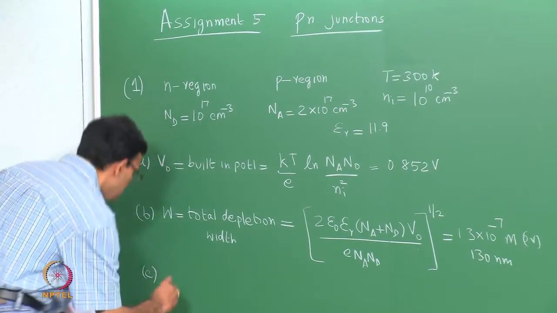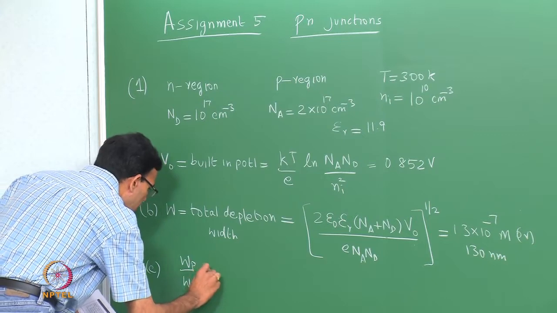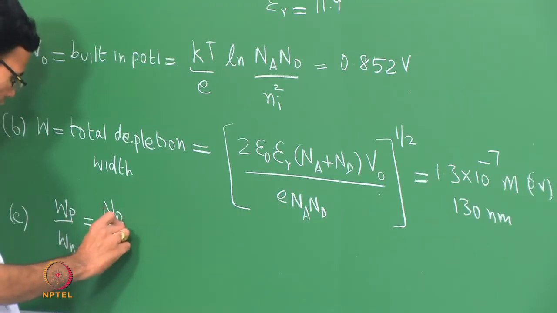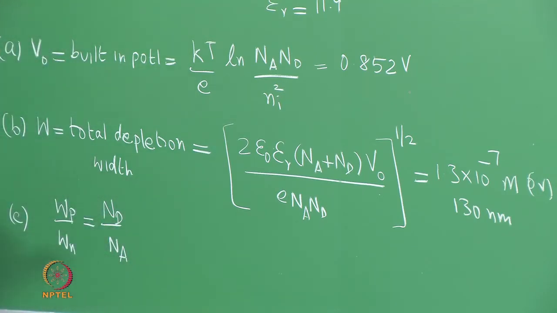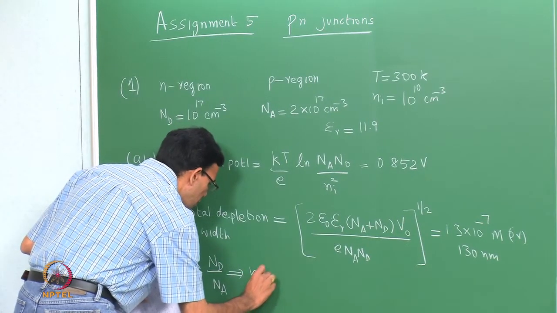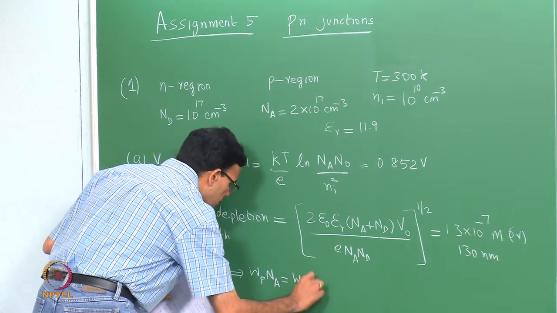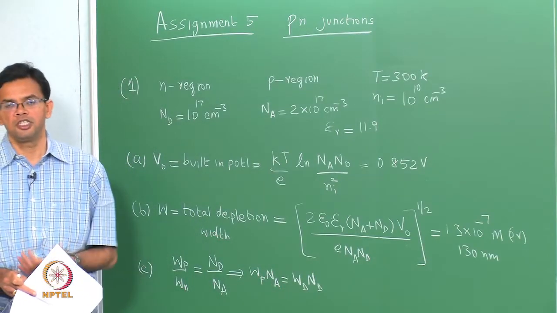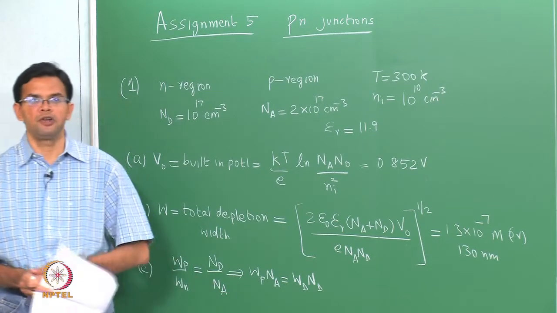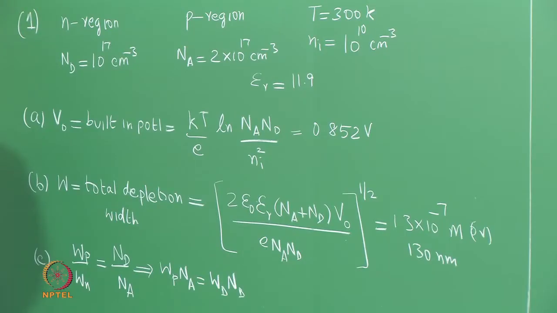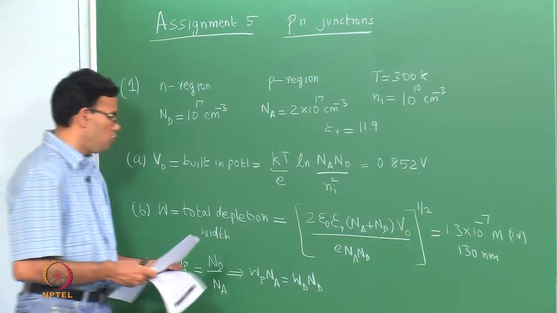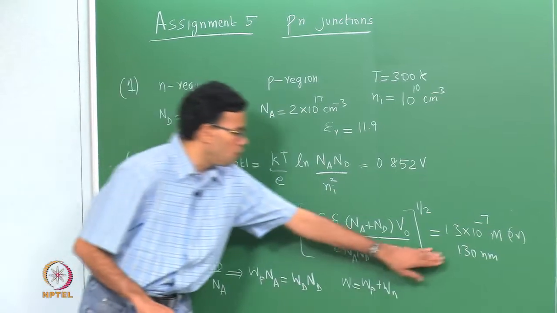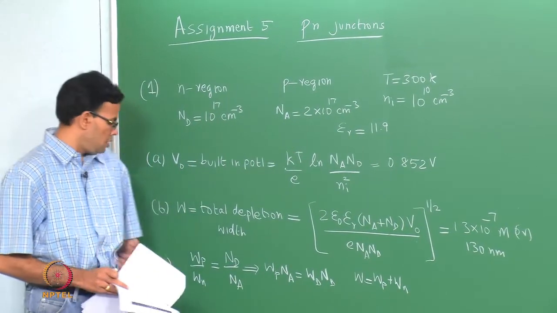In part C, we want to calculate the depletion width on the P and the N side. The ratio of the depletion widths Wp over Wn is inversely proportional to the concentration of your dopants. So, this is equal to Nd over Na. Another way of writing this, of course, is that Wp Na is Wn Nd, and this comes from the charge neutrality. The total positive charge due to your positively charged donors on the N side must be equal to the total negative charge due to the negatively charged acceptor ions on the P side, and those two essentially balance. We also know the total width W is just Wp plus Wn, and total width W has been calculated to be 130 nanometers.